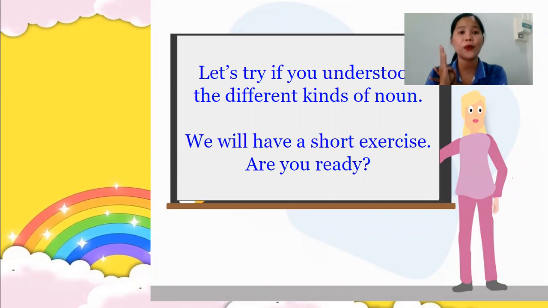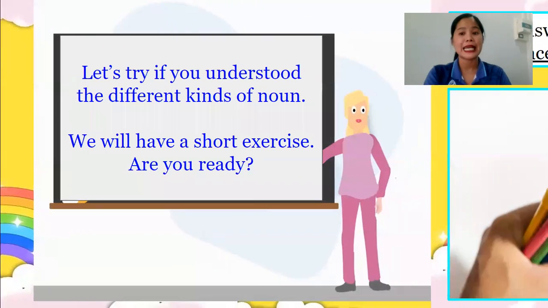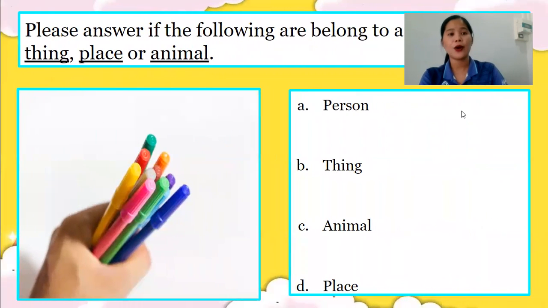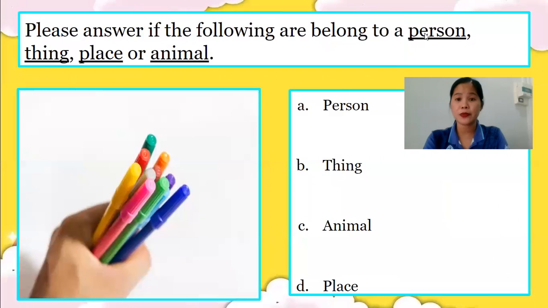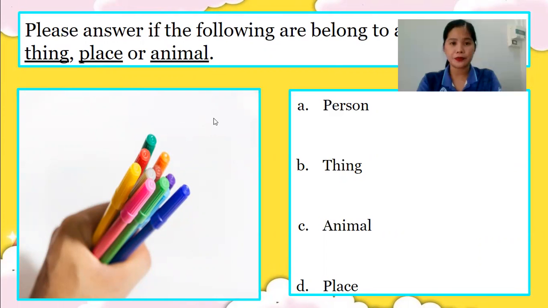So this time we are going to determine different kinds of pictures, and you're going to tell me what kind of noun it is. Okay, you are going to tell me the answer. Now, you're going to tell me if this picture is a person, thing, place, or animal. Now, number one example.